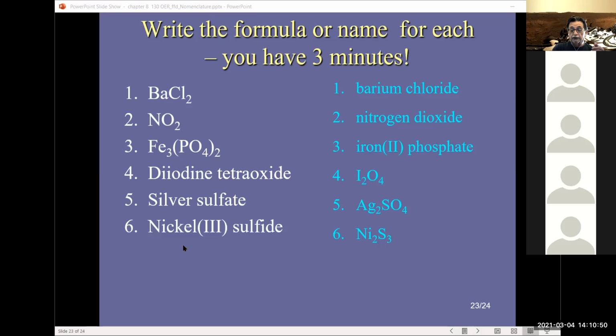And then nickel(III), the Roman numeral 3 tells you I'm using a nickel 3+. The sulfide is a 2-. And we have dissimilar charges here, a +3 and a -2. We find a common number, and you're going to end up with Ni2S3. All righty then. Well, that should end our chapter. Oh, let me go back and double check.